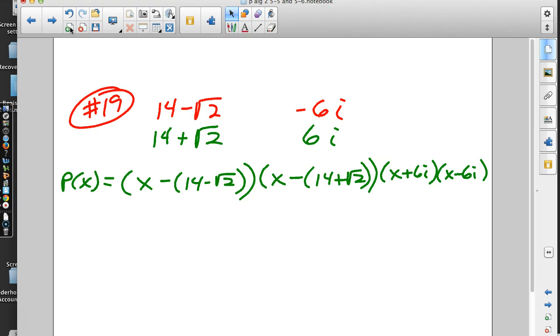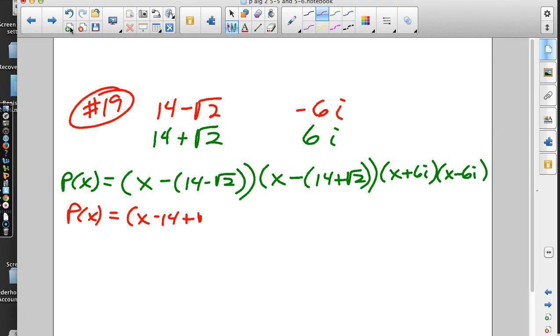So, there's a lot of parentheses, right? So I started thinking, gosh, that's really ugly. And there's a negative in front of it. Aren't we supposed to distribute that negative? Shouldn't we do all that stuff? Yeah, we should do all that. So let's distribute the negative. x minus 14 plus the square root of 2. x minus 14 minus the square root of 2.